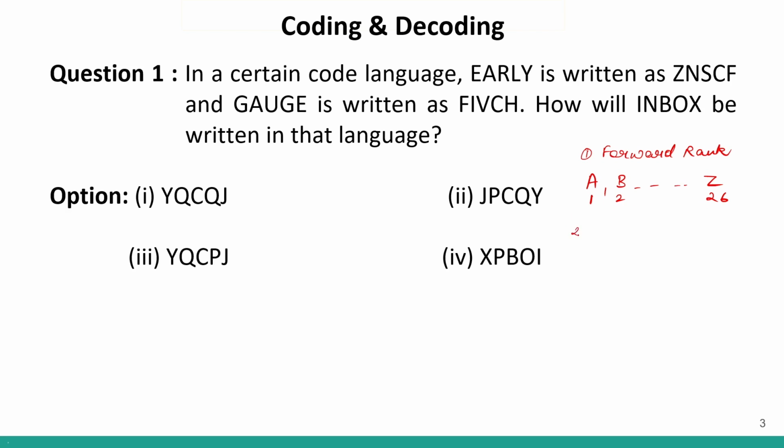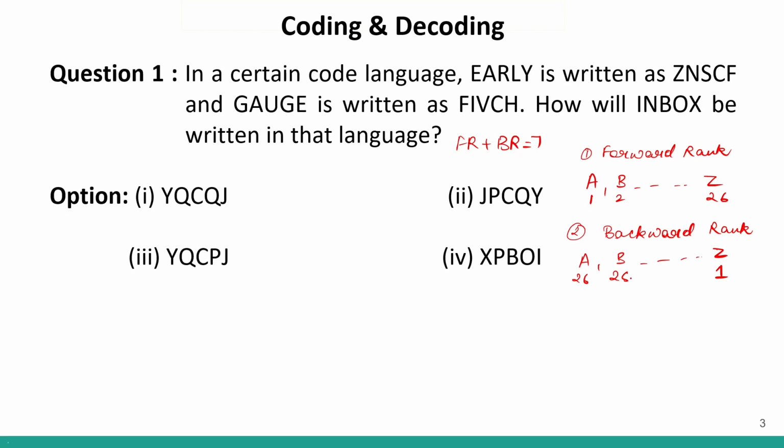Correct? Then there is a concept of backward ranks. What do you mean by backward rank? Similar concept, but now they are arranged in decreasing order. That means A is 26, B is 25, up till Z is 1. So the sum of forward rank plus backward rank is always 27. You can check for A, 26 plus 1 is 27.